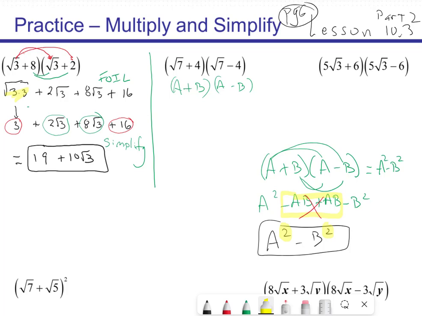Now, the first one wasn't conjugates. They were both pluses, and they had different terms in them. But this second one, they both have a square root of 7, and they both have a 4. One's a plus 4, one's a minus 4. That's a perfect setup for the conjugate. So let's work this together and see how it simplifies.